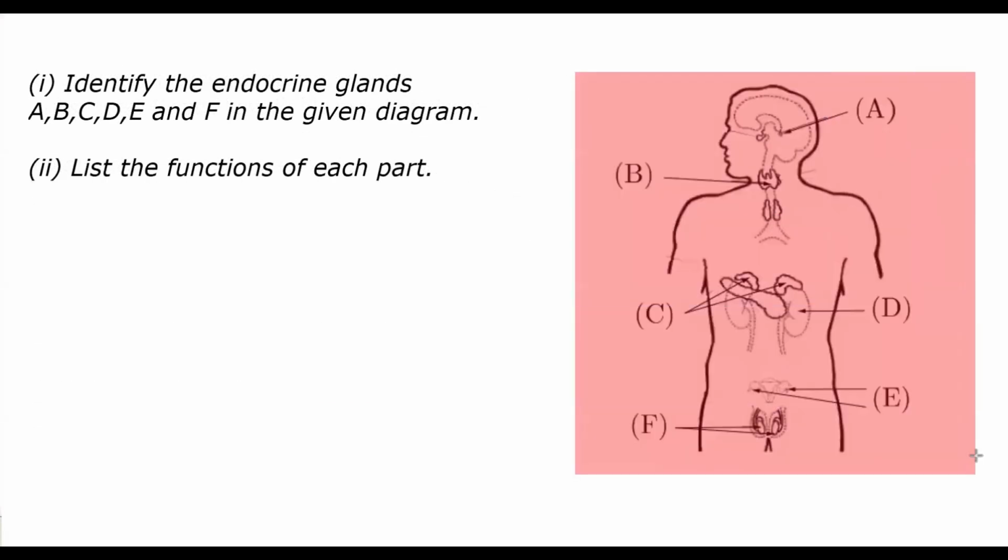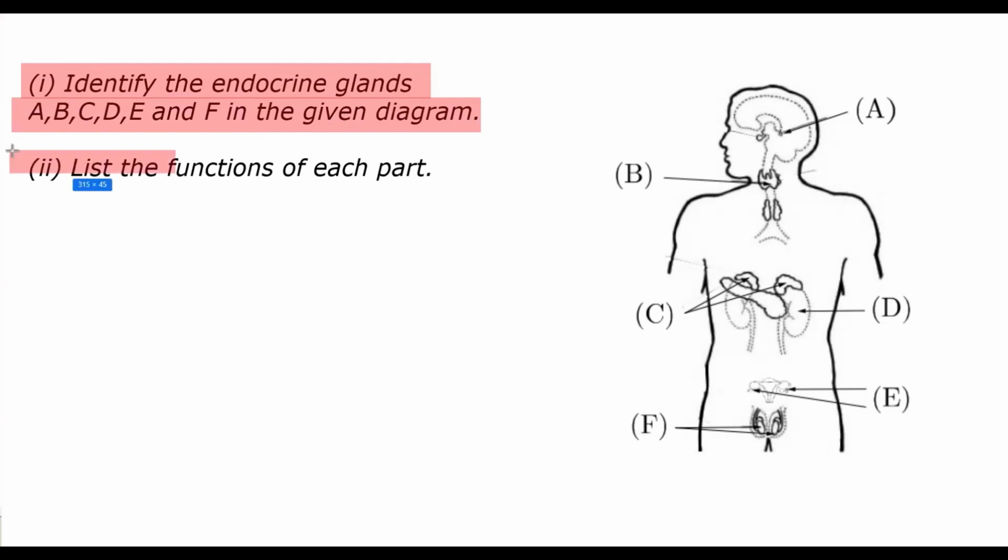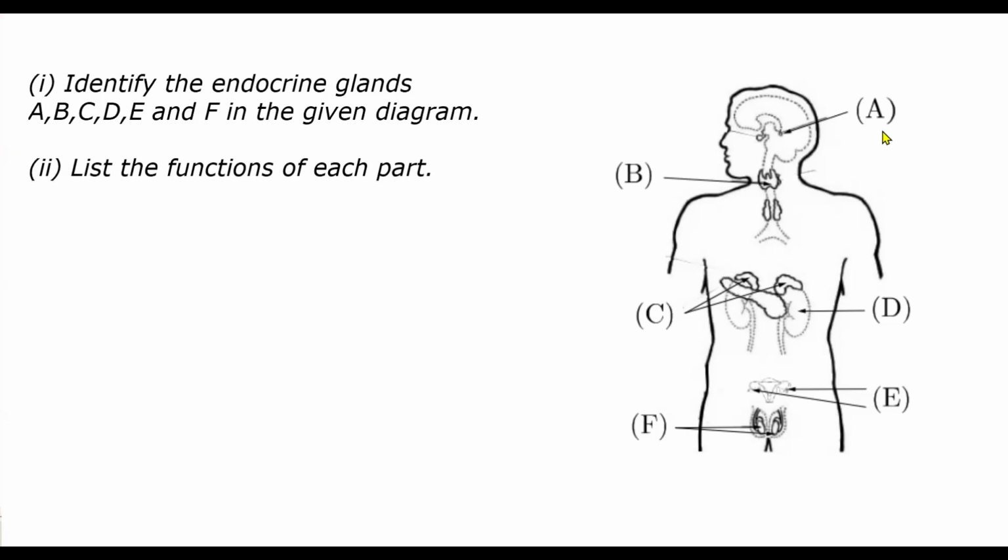So we are given a diagram over here about endocrine gland locations, and we have to identify these A, B, C, D as the glands and also list their functions. So let's begin with the first one. A, as I can see, is the pituitary gland, and it secretes growth hormones. Gigantism and dwarfism are controlled by this A.